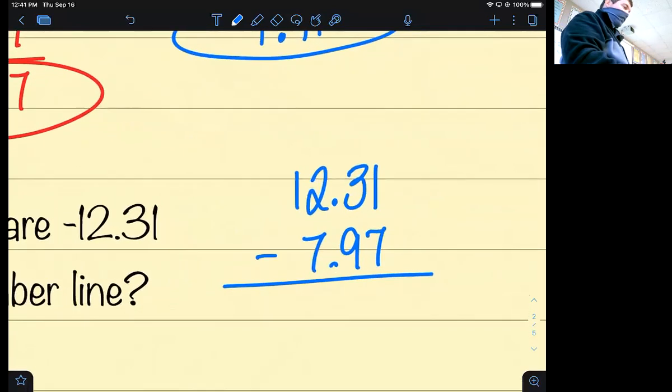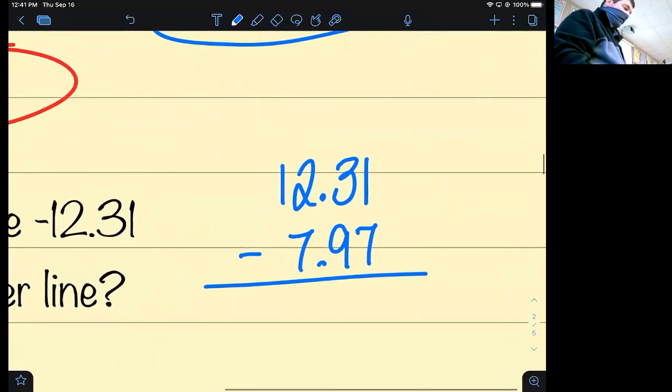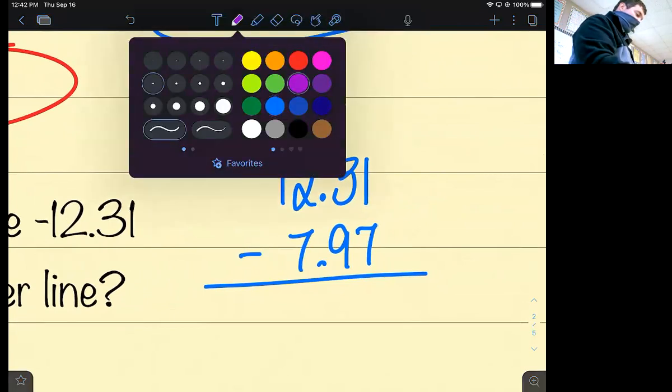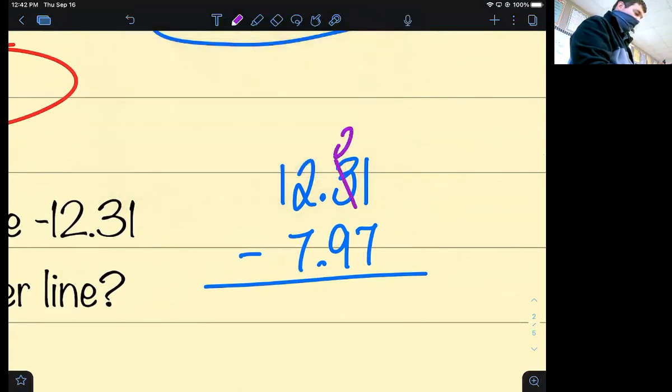And I'm going to use my integer rules now. Can I do 1 minus 7? Nope. So I call that borrowing. Can I do 10 minus 7? Yep. What is it? Okay.